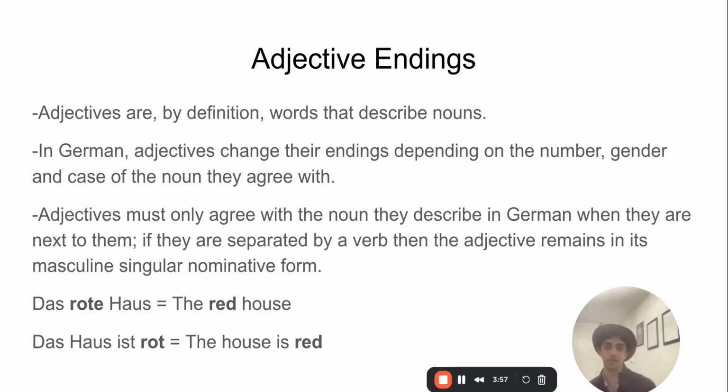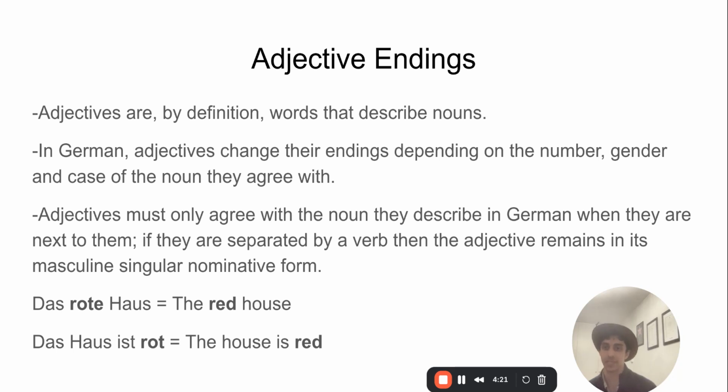So an adjective, by definition, will always describe a noun or nouns. And in German, the adjectives normally have to change their endings depending on the number, gender, and case of the noun they agree with to show complete agreement with that noun. Although, as you'll see, this does depend also on what comes in front of the adjective, potentially.